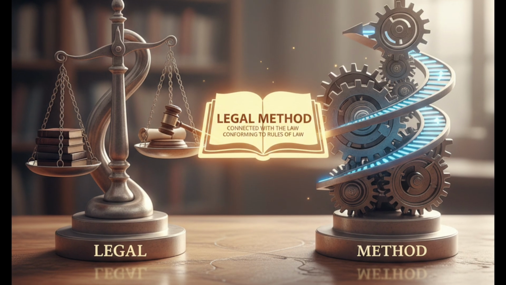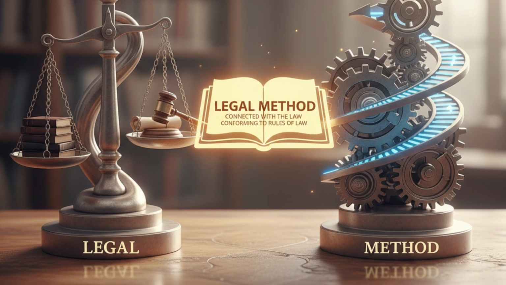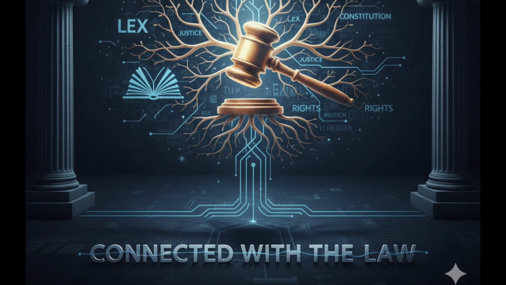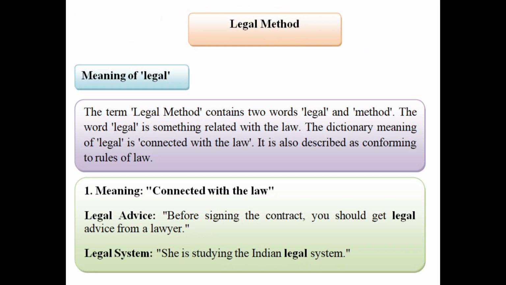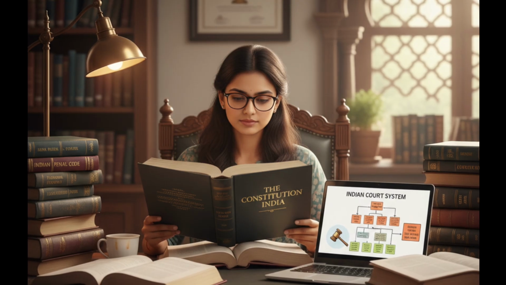Now let's understand the meaning of connected with the law. Friends, the term connected with the law describes something as being part of or related to the system of law. Now let's consider some of the statements. Number 1, before signing the contract, you should get legal advice from a lawyer. Here, the advice is about the law, it is related to the law, and hence it is called as connected with the law. Number 2, she is studying the Indian legal system.